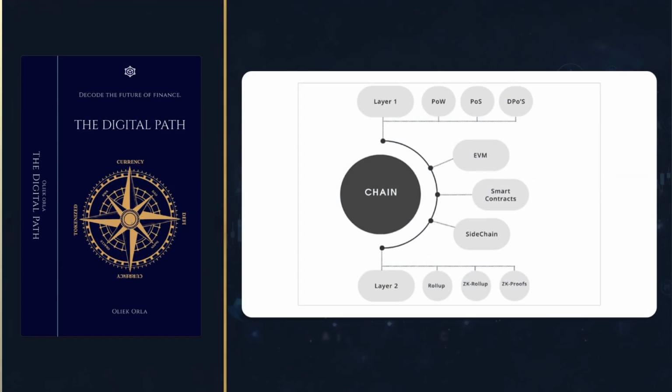Layer 2. This subcategory focuses on projects designed to improve the scalability and performance of Layer 1 networks. They process transactions off-chain, reducing network congestion and transaction fees. Depending on the scaling technology used, these solutions include rollups, ZK rollups, ZK proofs, and other approaches.